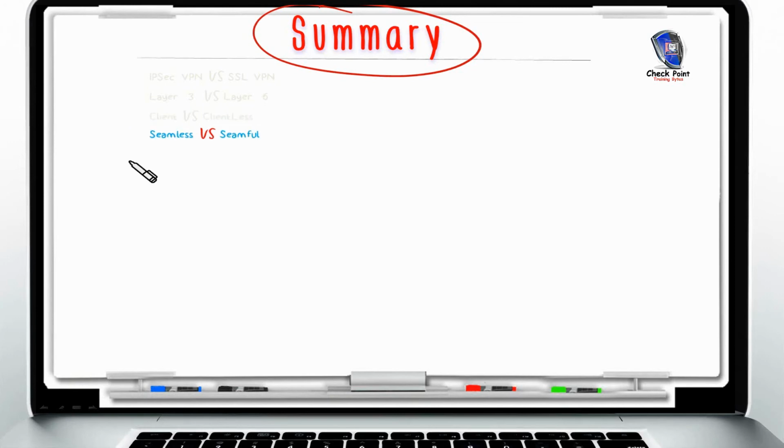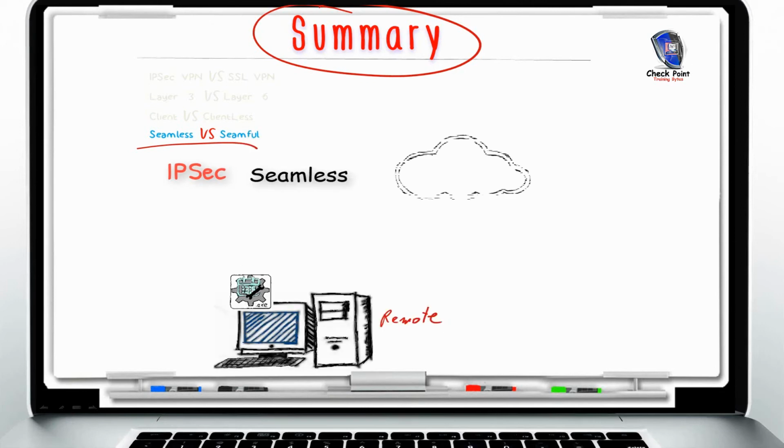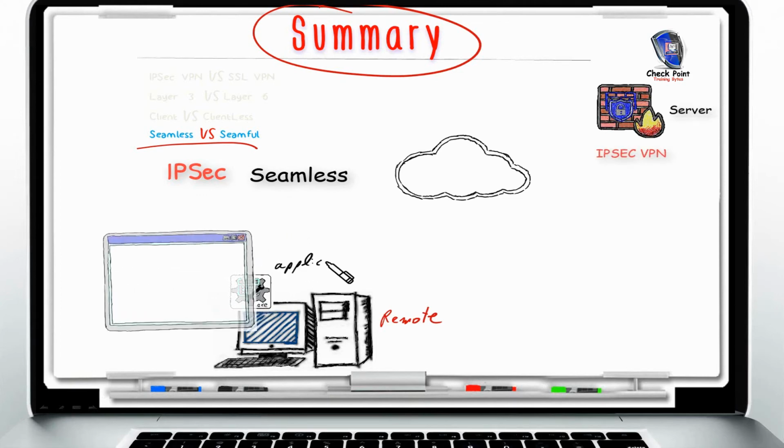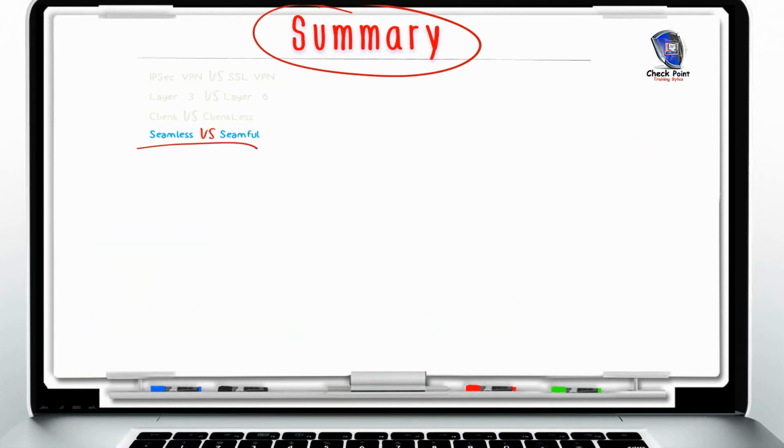Then we talked about seamless IPSEC VPNs versus seamful SSL VPNs. I mentioned that IPSEC VPN is a seamless solution, which allows you to work from home just like you are in the office. You will be able to access your emails or servers or files just like you are in the office. I mentioned that you would be able to access your native applications like Outlook, SFTP client, and also servers and files just like you would be if you were in the office. So IPSEC VPN's best feature is that you can work from home or remote just like you would be from the office with little or no network interruption or degradation.